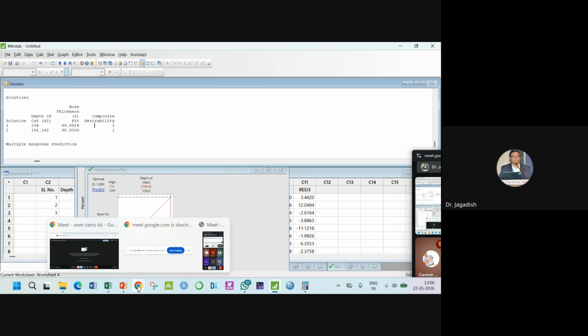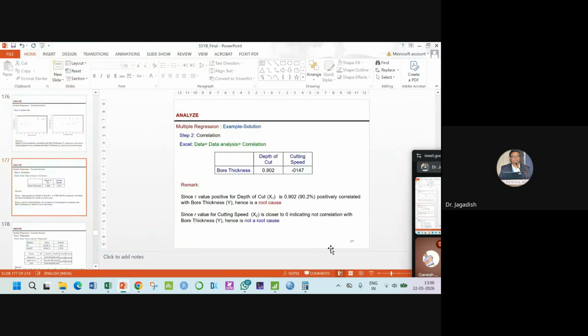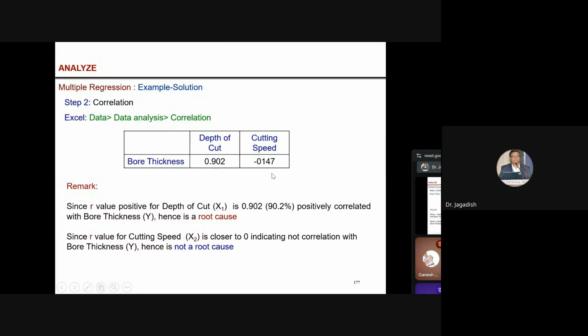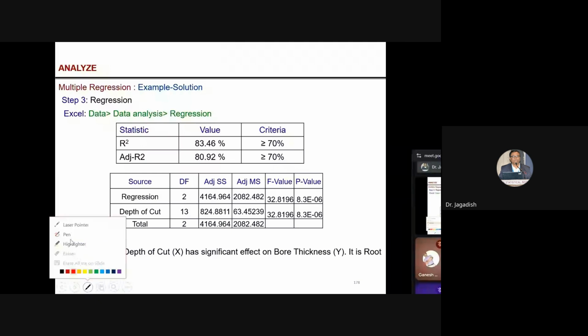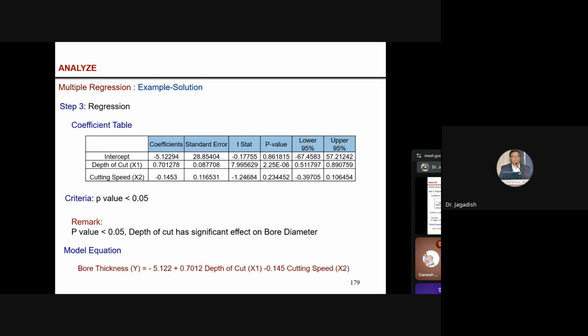Okay, so this is how we basically do the multiple regression, and we can also predict what value of x will give you the value of the output y. Okay, so that's what is done here. So in this case the R square is there. So here R square is 83.46. Okay, by considering both the factors, and it is greater than 70, so we can say that model adequacy is there.